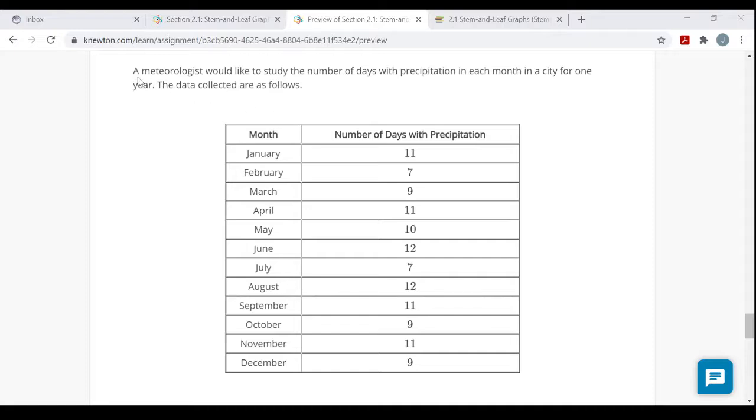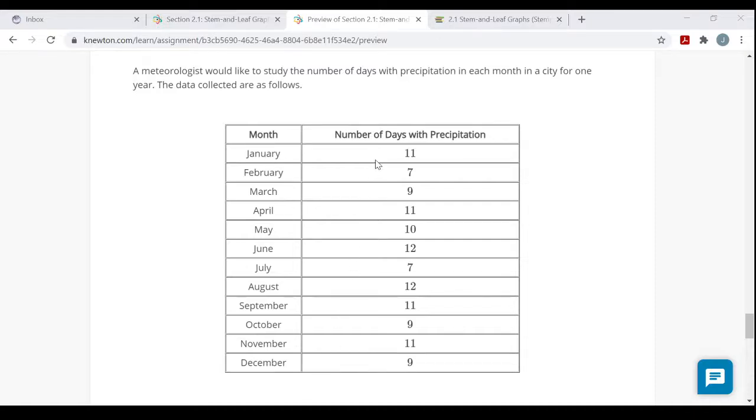So here we have a meteorologist who would like to study the number of days with precipitation in each month in a city for 1 year. So, days of precipitation. All right, so in January for this particular city there were 11 days where there was precipitation: rain, snow, sleet, hail. In February there were 7 days with precipitation, March there were 9 days, and so on.